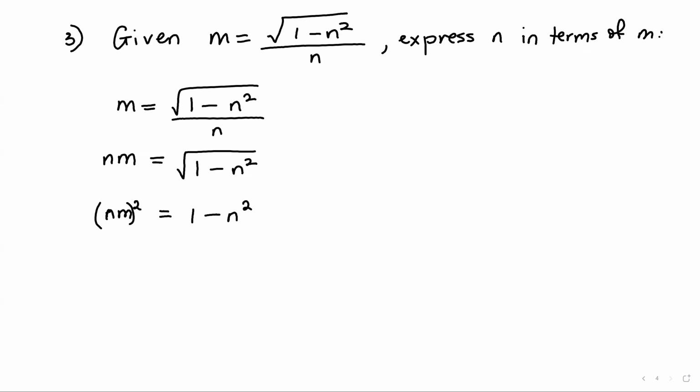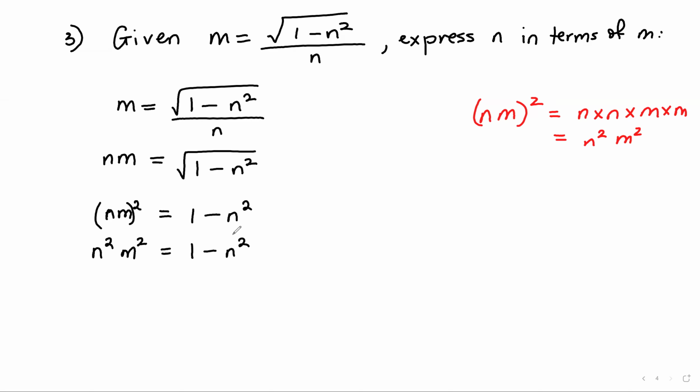Right? Now nm squared: you're squaring both terms n and m, right? So nm squared would actually be n squared m squared. I'm just doing this on the side: nm all squared is equal to n times m times n times m, which would be equal to n squared m squared. So I want to write it like that first of all. So n squared m squared is equal to 1 take away n squared, right?